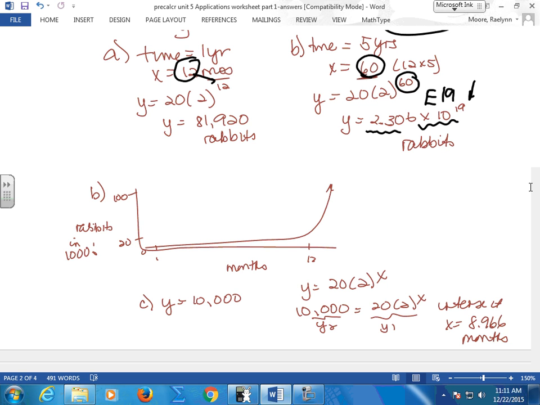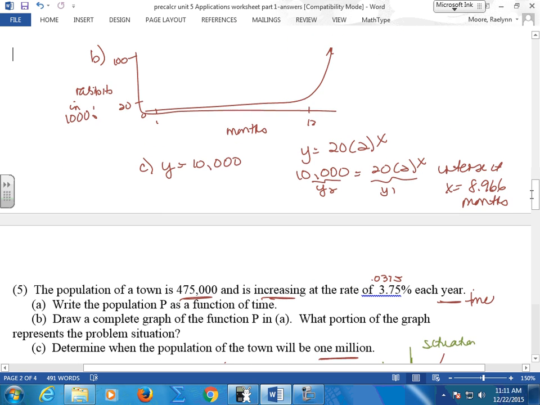Or, wait a minute. Oh, we're all looking for 10,000. This one was after 1 year, and we had already reached like 81,000. So if we're only looking for 10,000, it's got to be within that 1 year. So just let your X go from 0 to 12 months. You'll hit it in that time. And we found out it was 8.966 months. Remember your 3 decimal places.